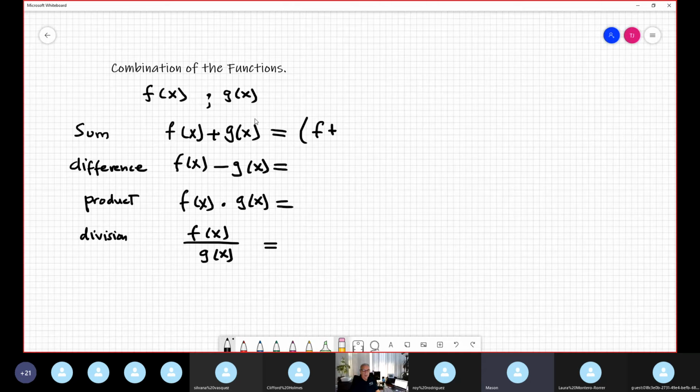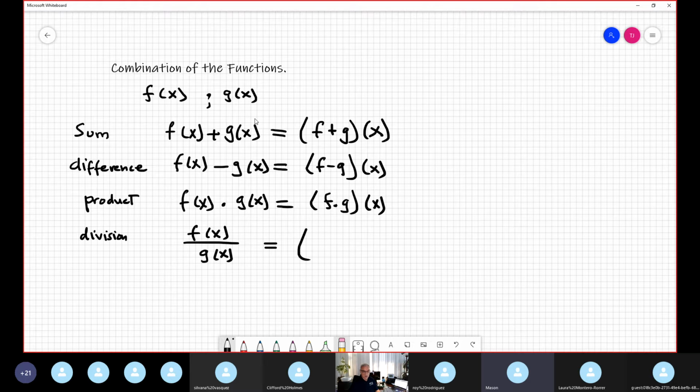The addition you write like that: parentheses, f plus g, of x. This denotes that this new function comes from the addition of the original functions f and g. This is subtraction. This is multiplication. And this is division, f divided by g. This is new notation, convenience notation.